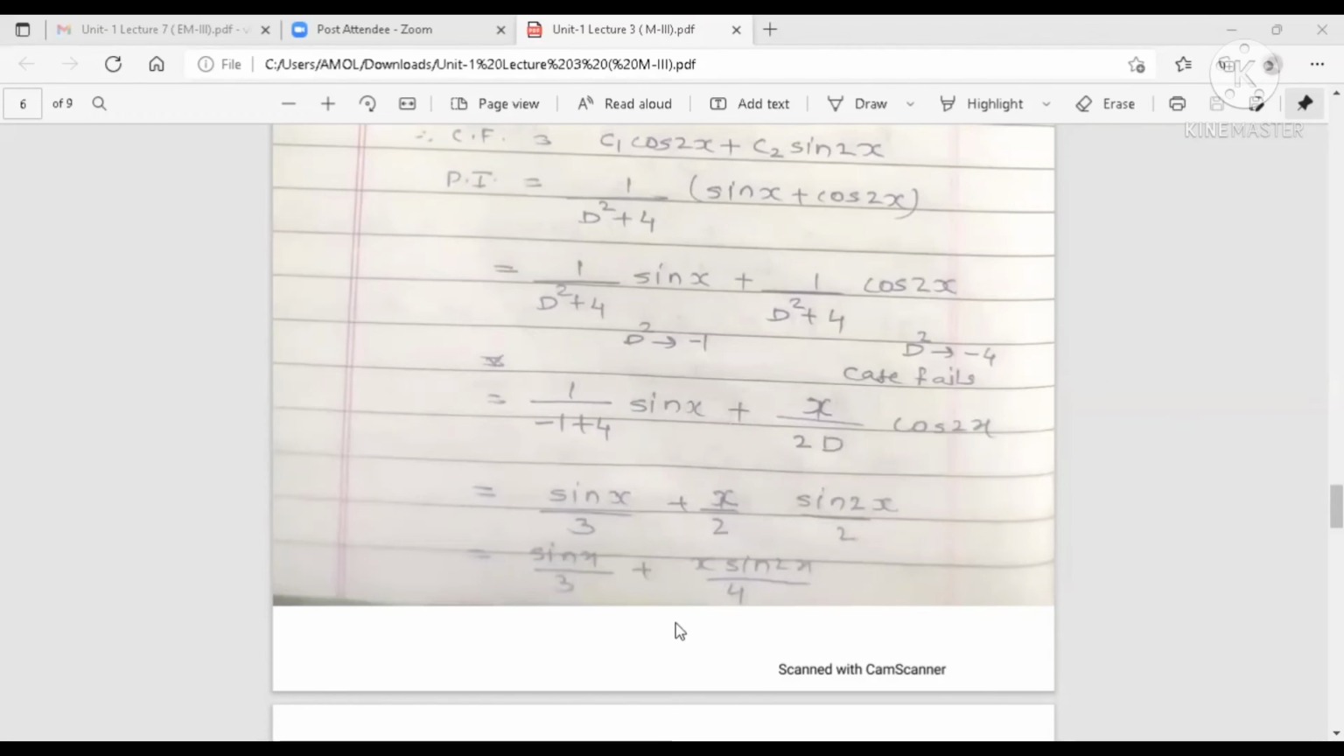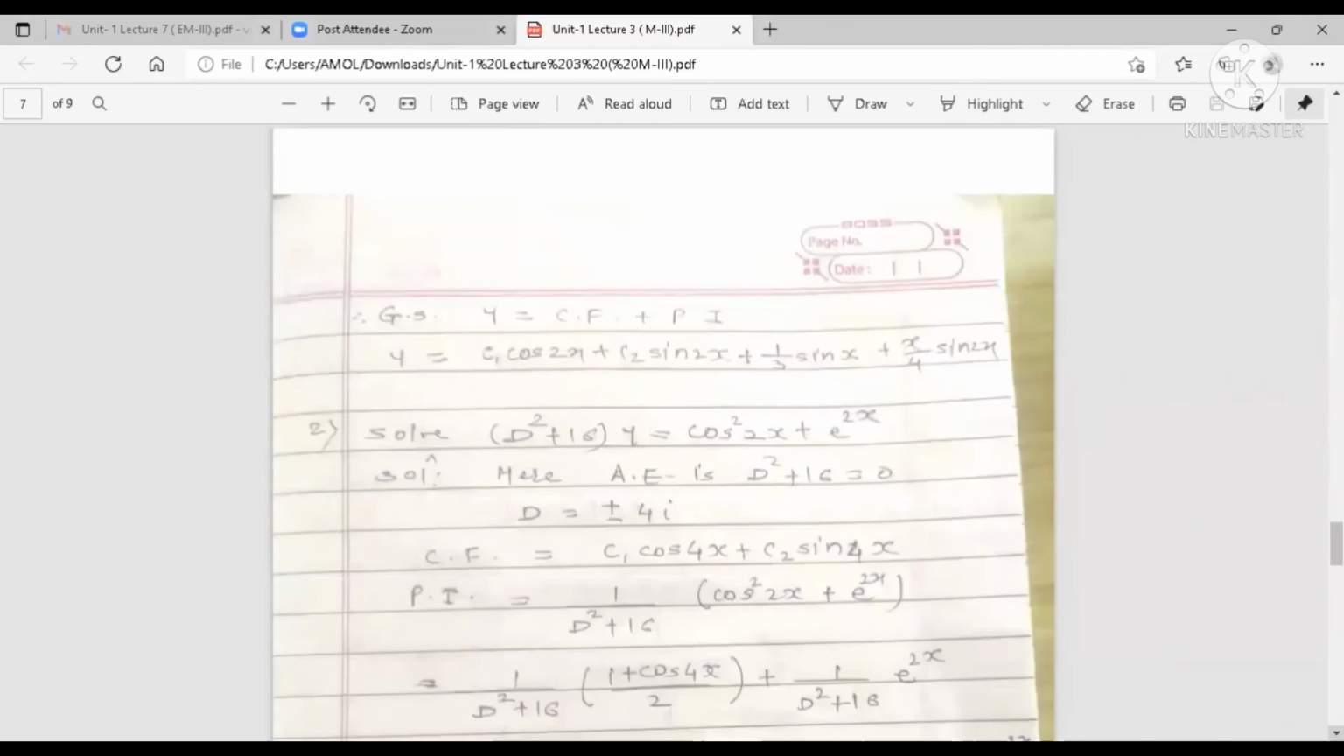So it is correct. So the answer is sin x upon 3 plus x into sine 2x by 4. 2 2s are 4. So this is your PI. Here you note that 1 upon d of cos 2x means integration of cos function, because our original function is cos function, cos 2x from the given LDE. So you just integrate cos 2x and not x into cos 2x. This x is because of the case of failure. So this is the PI here. And then the general solution is y is equal to CF plus PI.